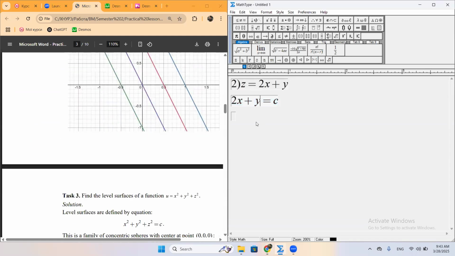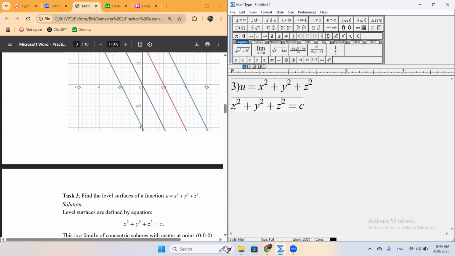Now we have a three-dimensional case. We need to find the level surface of the following function: u equals x square plus y square plus z square. For a function of two variables, we find the level lines, and for functions of three and more variables, level surfaces. As well, they are found.